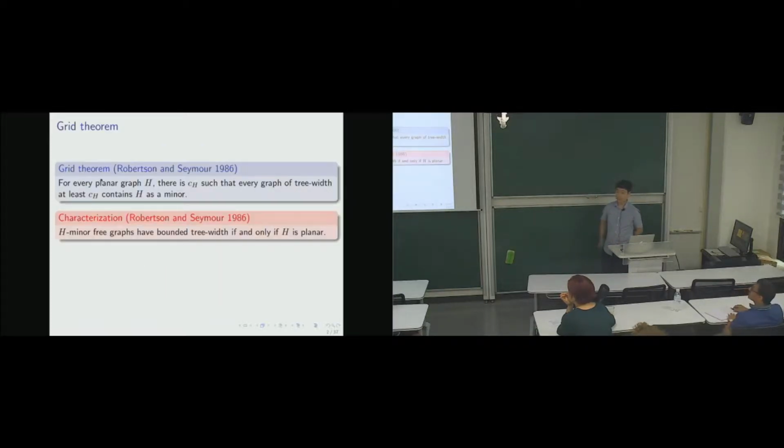So I think probably most of you know about the grid theorem. The grid theorem says that for every planar graph, every graph of sufficiently large treewidth contains this graph as a minor. There are lots of applications of the grid theorem, and it's also the main part of the structure theorem for H-free graphs. Also, one simple characterization from this theorem is that H-free graphs have bounded treewidth if and only if H is planar.